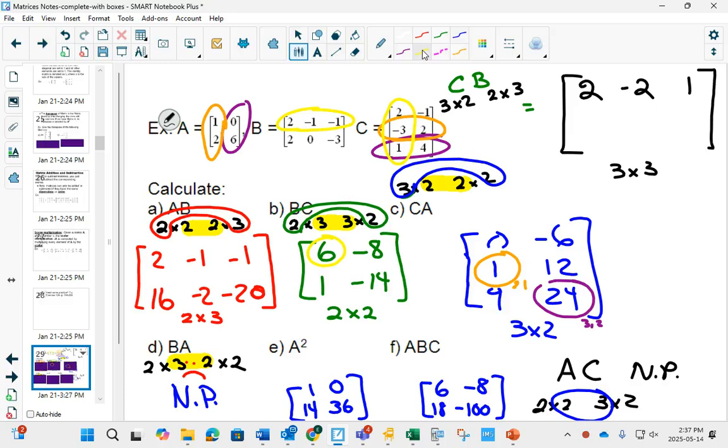All right. Let's do this one. Let's see if we can figure out row 2, column 1. We're looking. I'm just filling in this one. That's the one I'm trying to figure out now. We're doing C times B. So row 2, column 1 is the hint, right? You're going to use row 2 from C, column 1 from B, and somehow get a number.